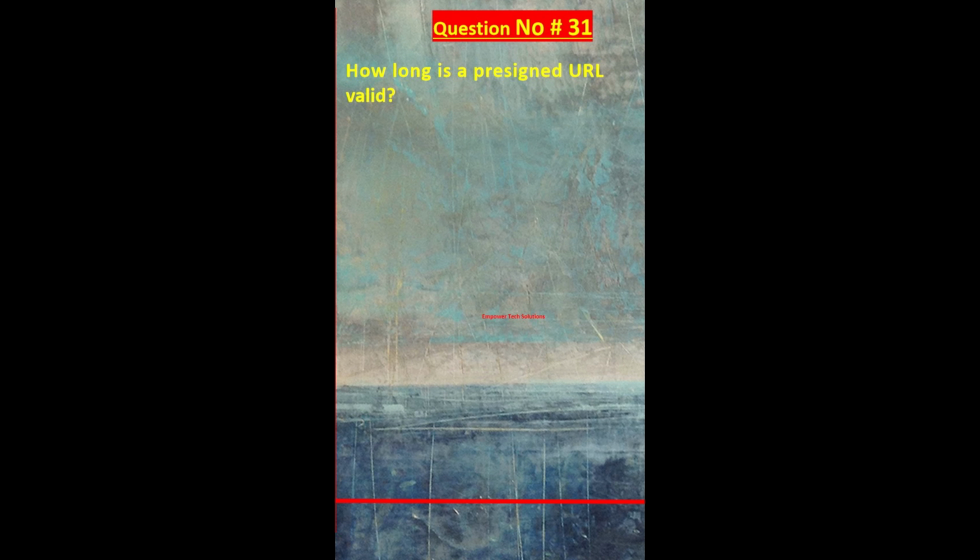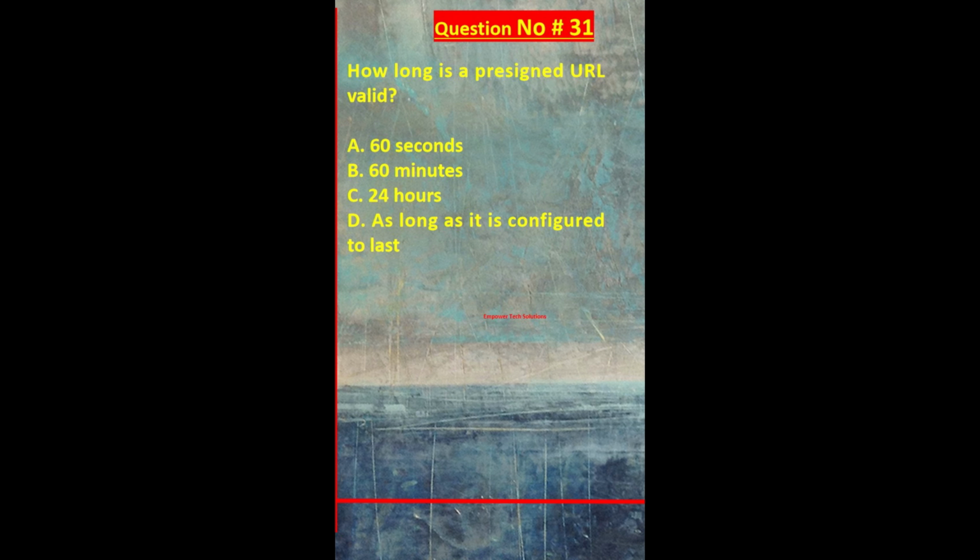How long is a presigned URL valid? A. 60 seconds. B. 60 minutes. C. 24 hours. D. As long as it is configured to last.